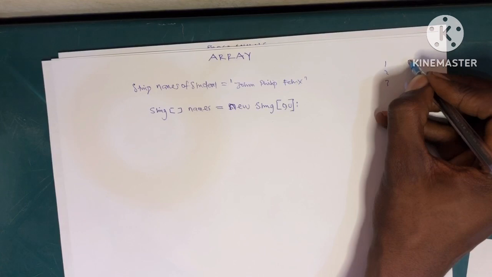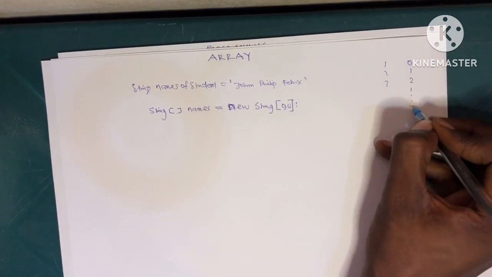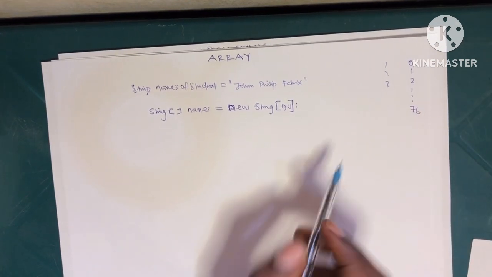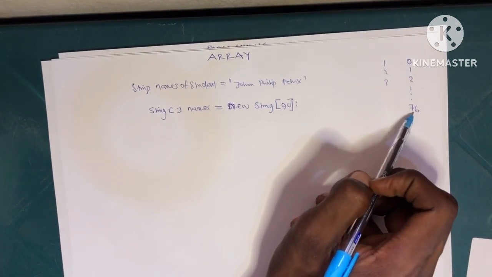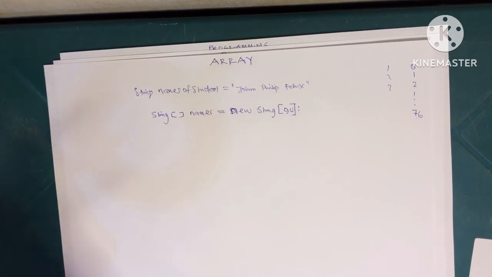You start counting from 0, from 1, from 2, down to perhaps 76. You start counting from 0 down to the last number. So at this point, what we'll do now is to store the names. Now, in storing the names, this is the convention you use.